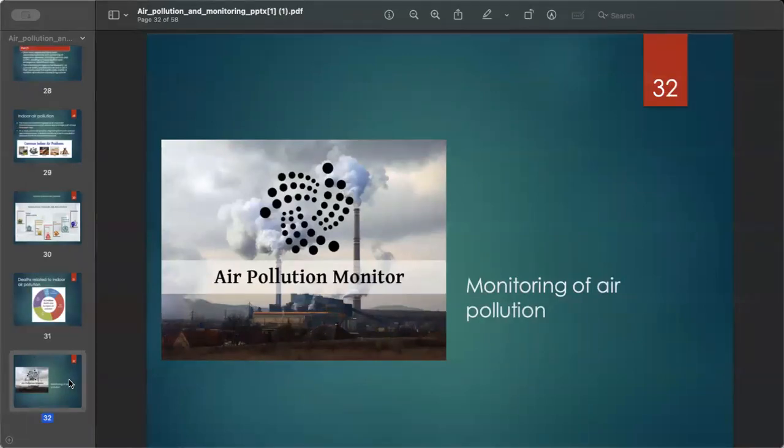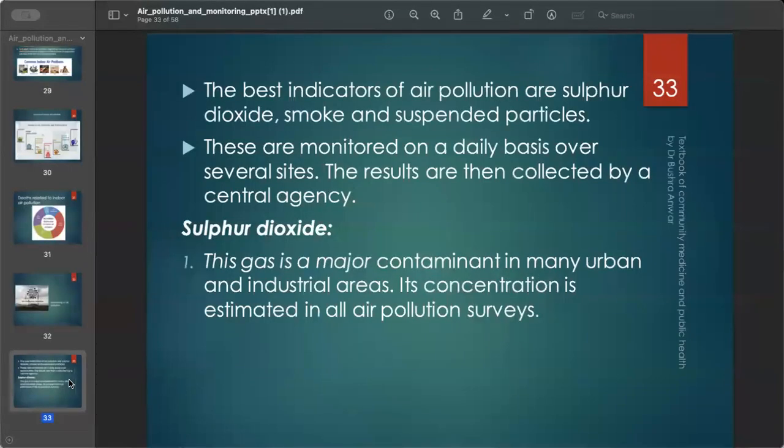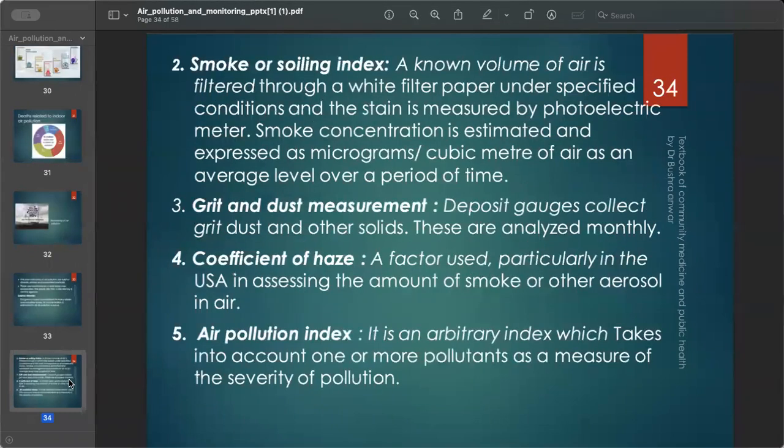Monitoring of air quality and air pollution. The best indicators of air pollution are sulfur dioxide, smoke, and suspended particles. These are measured on a daily basis over several sites. The results are then collected by a central agency. Sulfur dioxide is a major contaminant in many urban and industrial areas. Its concentration is estimated in all air pollution surveys.